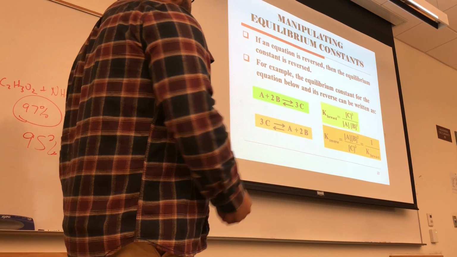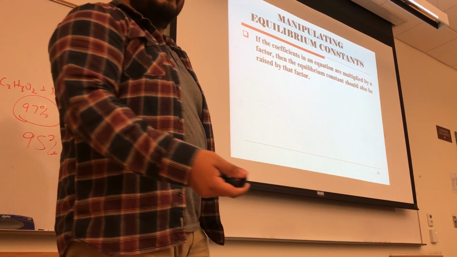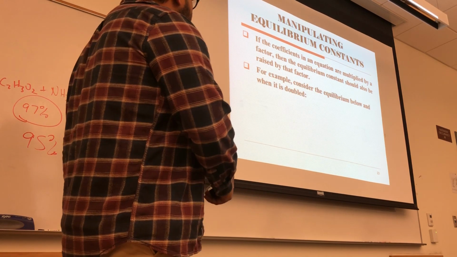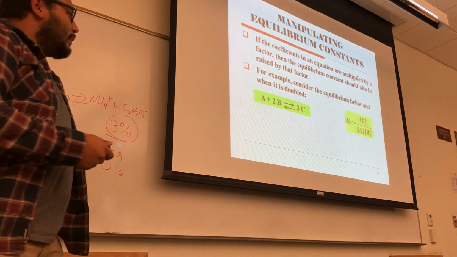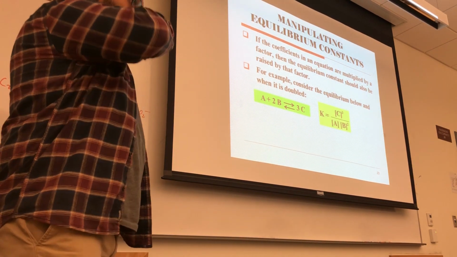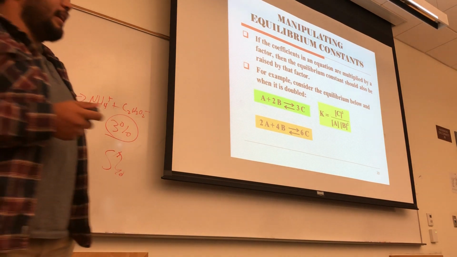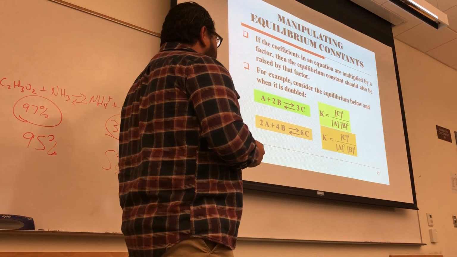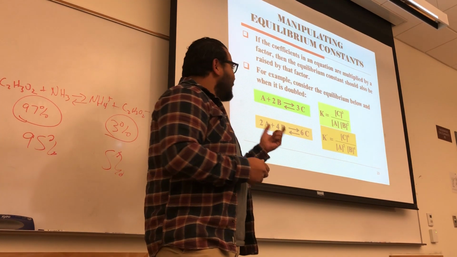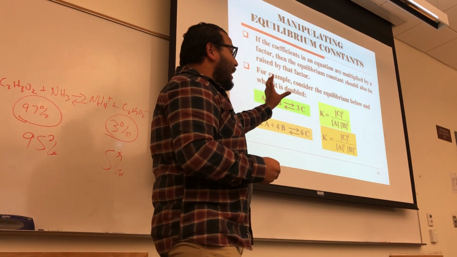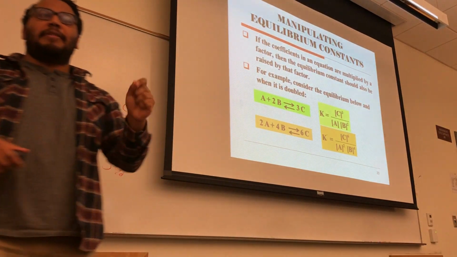Let's see our second option. What if we multiplied it by some factor? If we have A to B, the same reaction, then this is going to be our K expression. What if I doubled every coefficient? What happens to the K value? Squared. Everything gets multiplied by that. So imagine squaring the entire K expression, putting parentheses around the entire thing and squaring it.